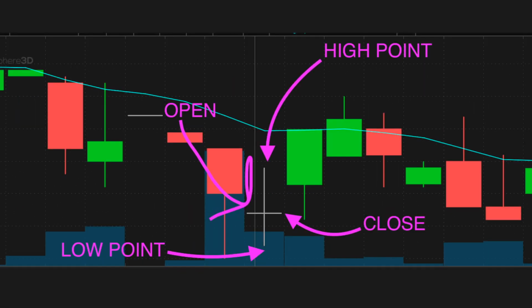And gray candles or gray lines just means that they opened and closed at the same price. So I hope you guys grasp that concept. It's pretty simple. If not, just take those screenshots like I said and look over it, and you'll get it pretty quick.